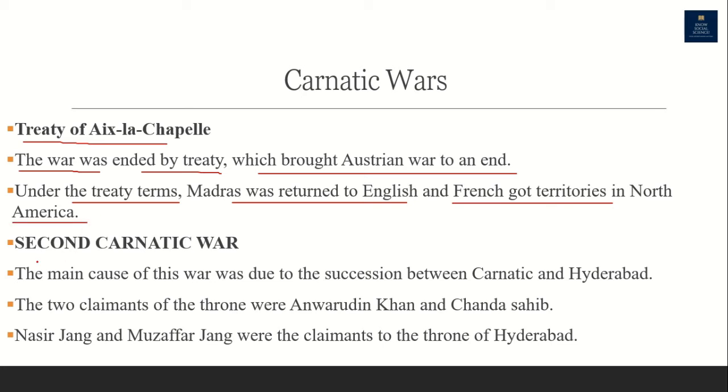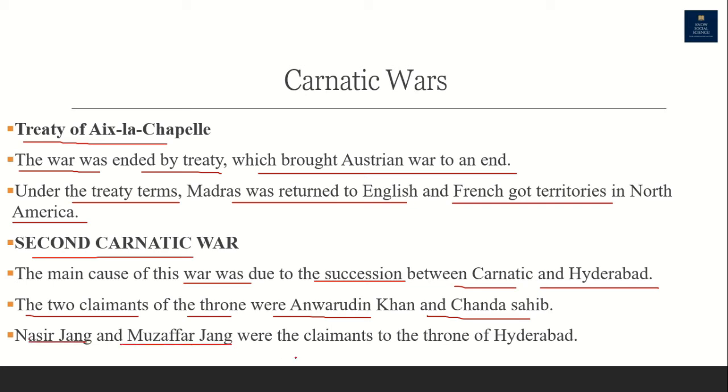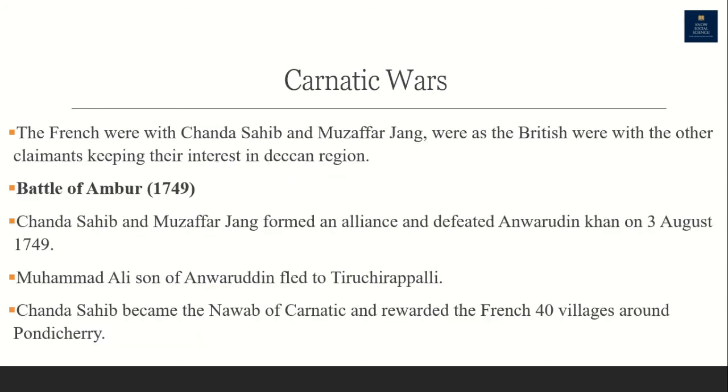Next is the second Carnatic War. The year was 1749 to 1754. The main cause of this war was the succession dispute in Carnatic and Hyderabad. The two claimants of the throne of Carnatic were Anwaruddin Khan and Chanda Sahib. Nasir Jung and Muzaffar Jung were the claimants to the throne of Hyderabad. The French were with Chanda Sahib and Muzaffar Jung, whereas the British were with the other claimants, that is Anwaruddin Khan and Nasir Jung, keeping their interest in the Deccan region.